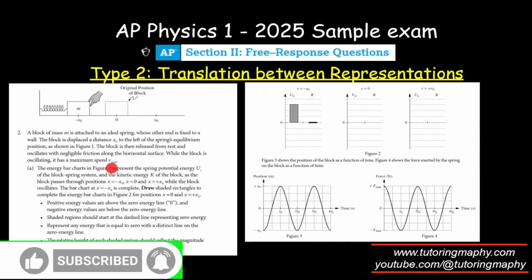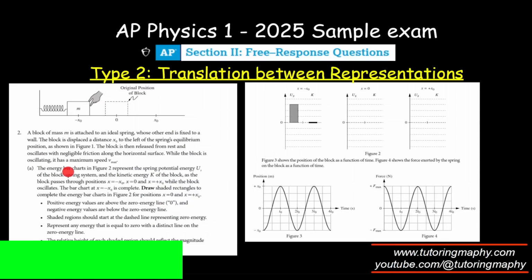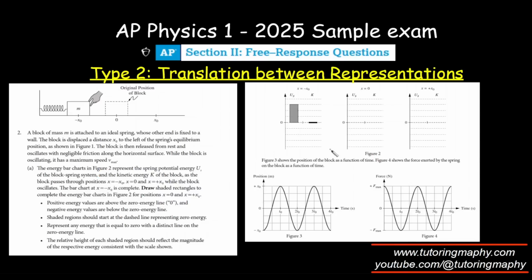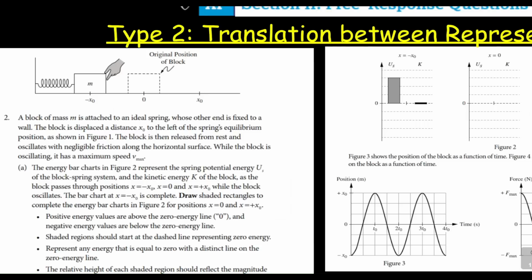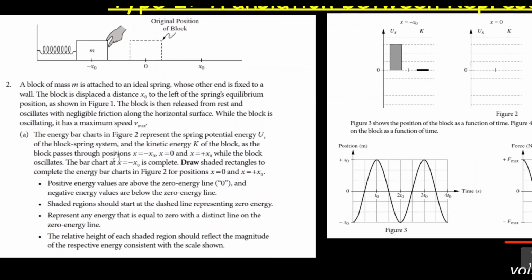When the block is oscillating, it has a maximum speed of v max over here, right? The energy bar charts in figure 2, there you go, we have figure 2, represent the spring potential energy U_S of the block-spring system and the kinetic energy of the block as the block passes through the positions negative x naught, 0, and positive x naught while the block oscillates. Now the bar chart at x equal to minus x naught is complete.